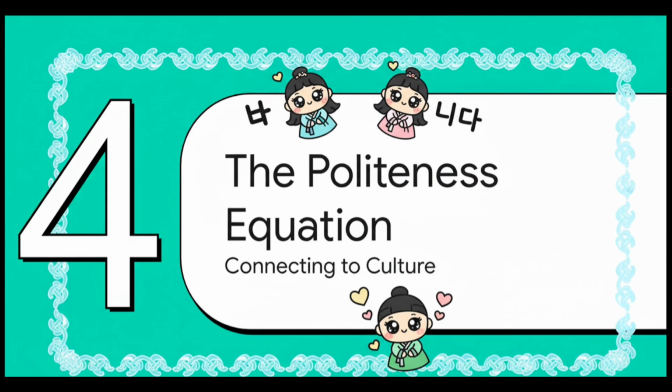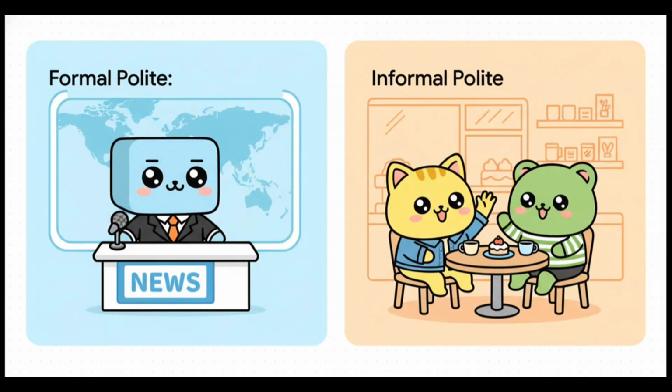Now, one of the most important jobs of those verb endings is to show politeness. And this is where grammar really connects with culture, reflecting just how important respect is in Korean society. When you're starting out, there are really only two main levels you need to know. First is the formal polite. You'll hear this on the news or in a business presentation. But the one you're going to hear and use 99% of the time is the informal polite. It's respectful, but still friendly and warm, absolutely perfect for daily conversations.